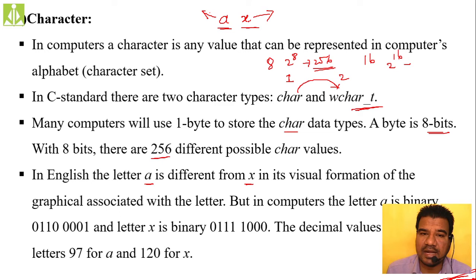Not only for A and X, for all the keyboard characters we have binary associated values. For our simple understanding, A's binary value they have given over here, and X's binary value they have given over here. So we see A as a normal graphical representation, but the computer will see A like this. Same thing for X, the computer will see X like this.